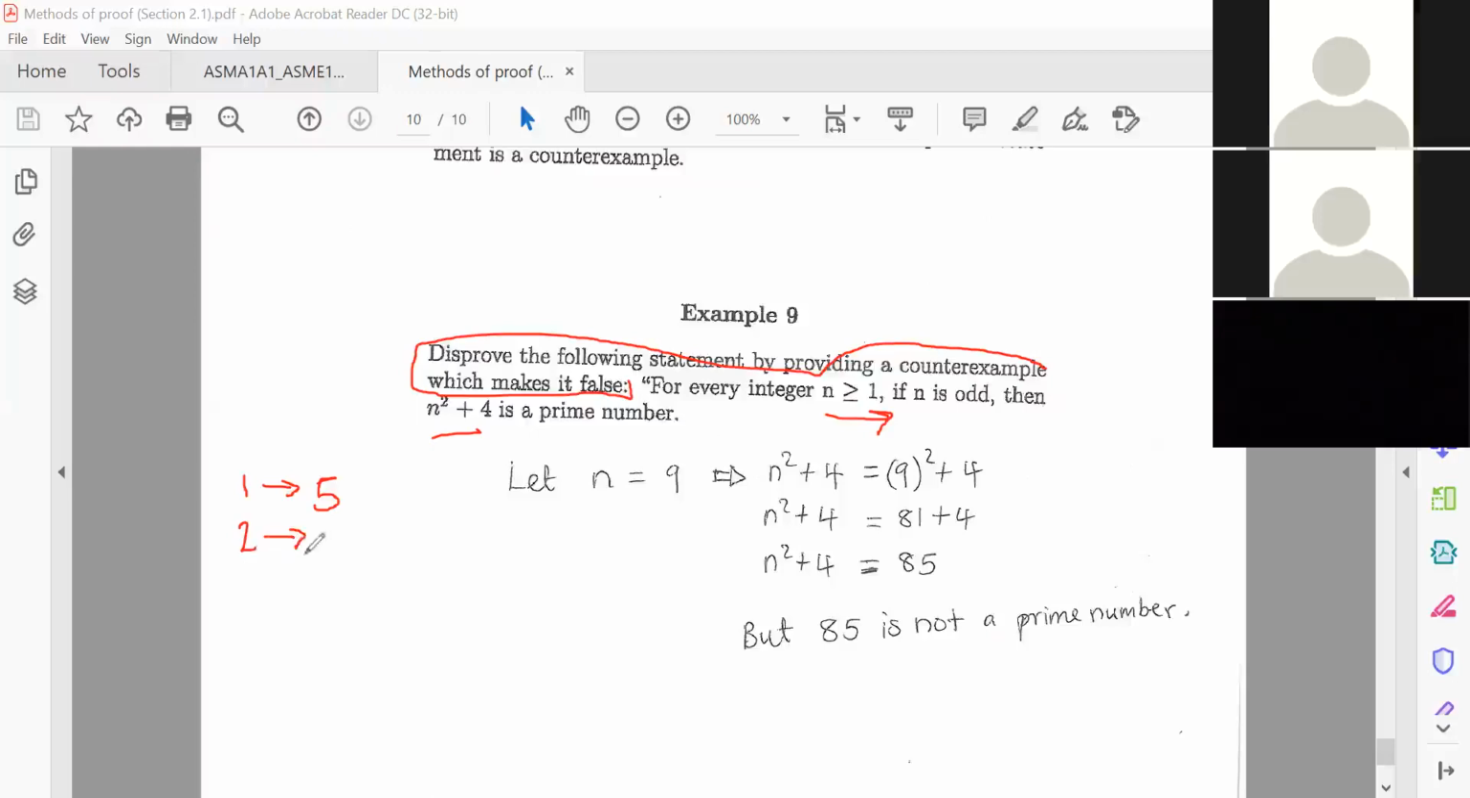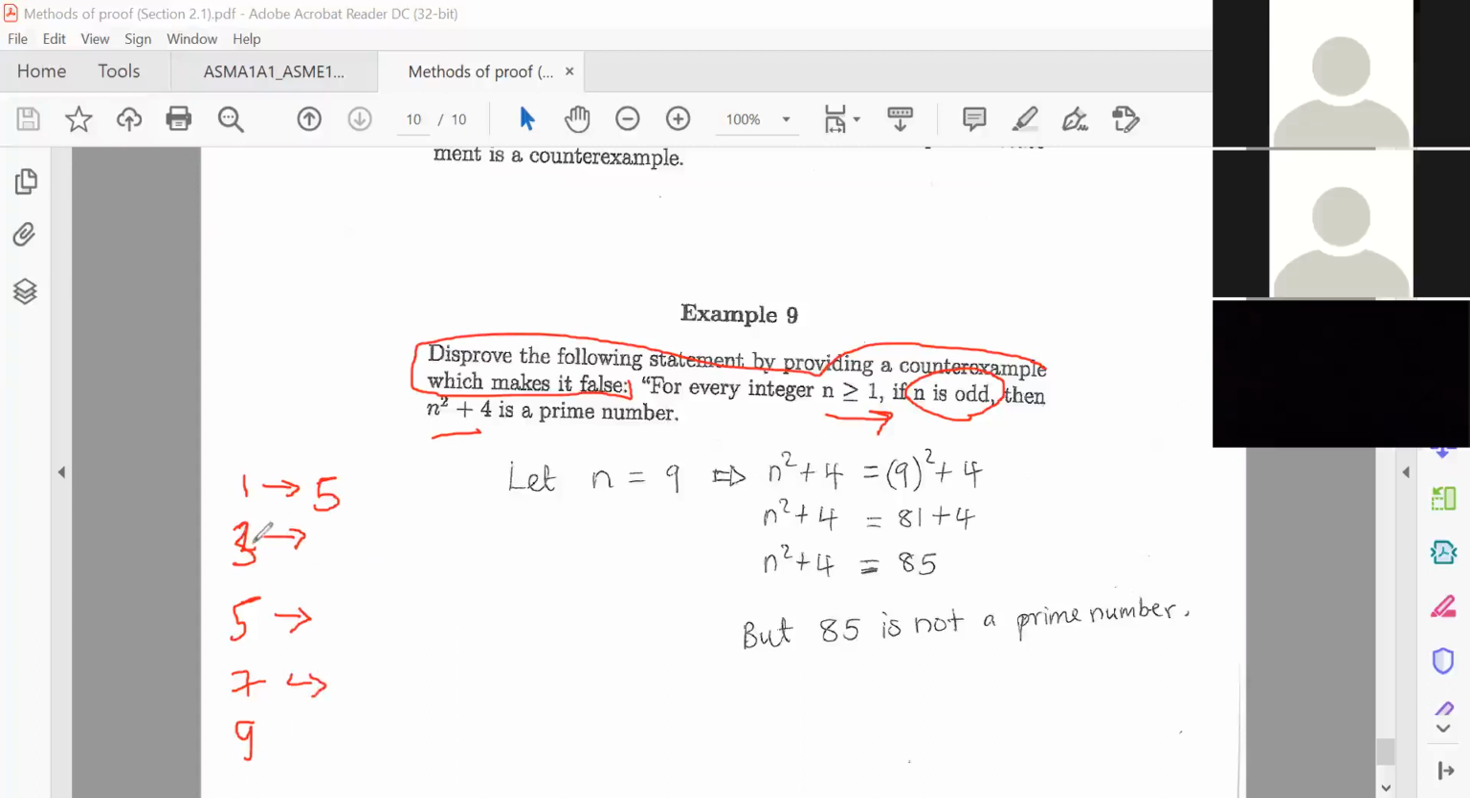Now the question is, we can't even use 2. So don't use 2, 4, and so on, because the condition is that n is greater than or equal to 1 and n needs to be odd. Your only possibilities there are 1, 3, 5, 7, 9, and so on. But if you take note, for all of these numbers you actually get prime numbers.